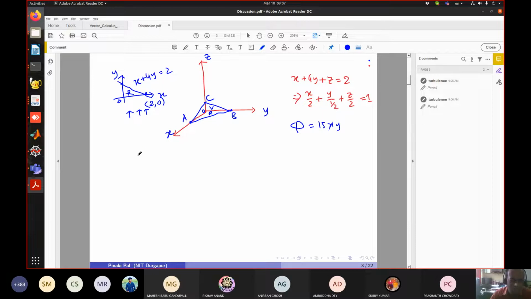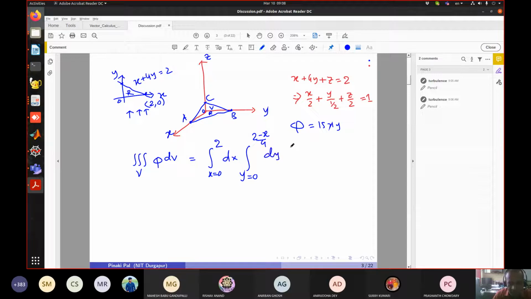Yeah. So therefore, the integral over V of phi dv is equal to x equal to 0 to 2 dx. This we will perform later on, and y will be from 0 to (2 minus x) by 4.